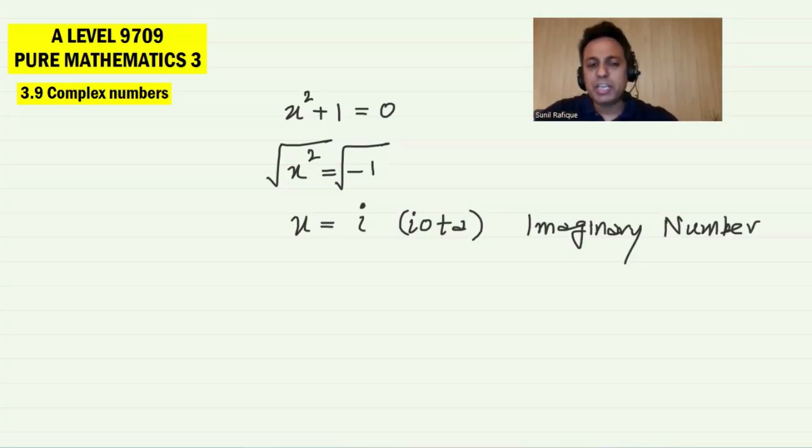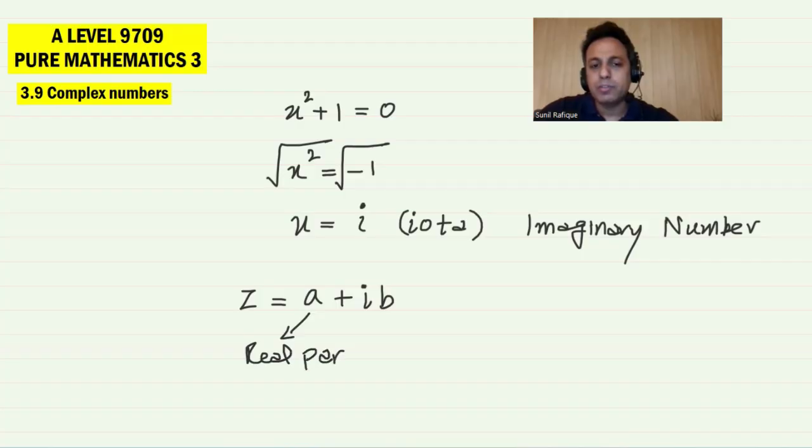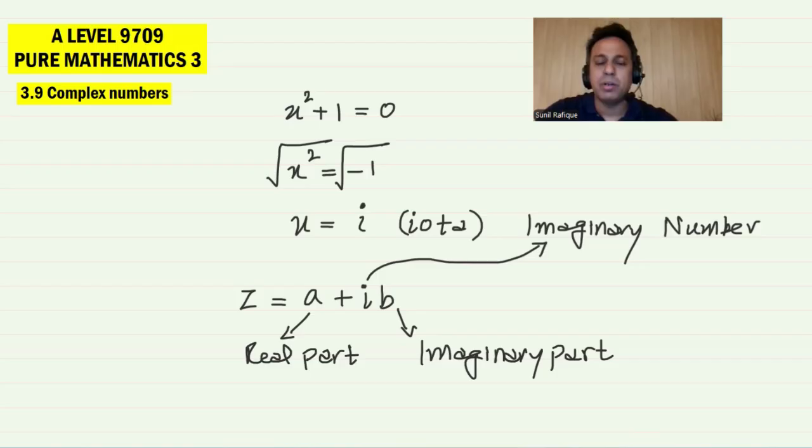Any number which has this form, let's say z is the complex number, a plus ib. So here ib is the imaginary part, i is the imaginary number, b is the imaginary part, a is the real part. I know it sounds confusing, but grab your notebooks and let's write some notes. a is known as the real part of this complex number. b is known as the imaginary part of this complex number. i, we already know, is the imaginary number.